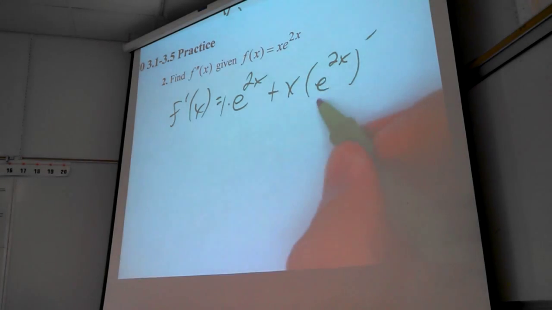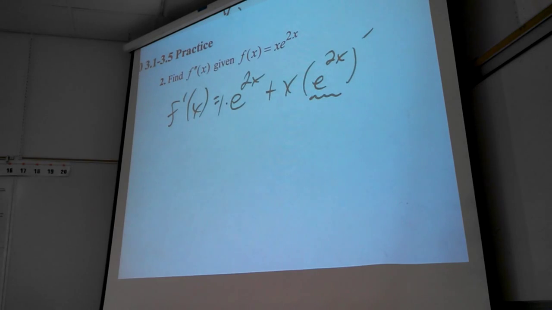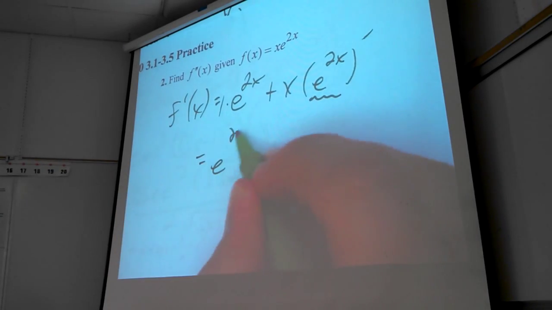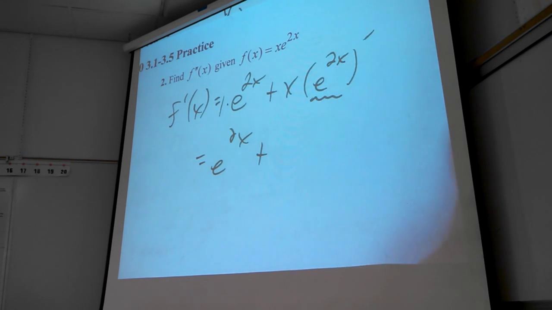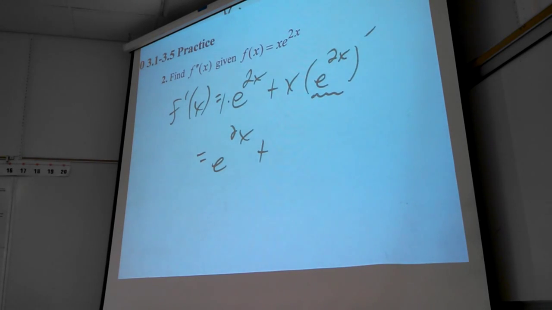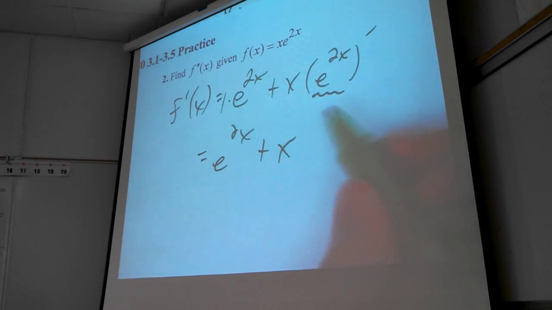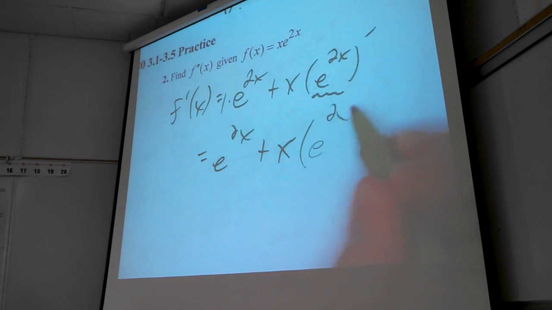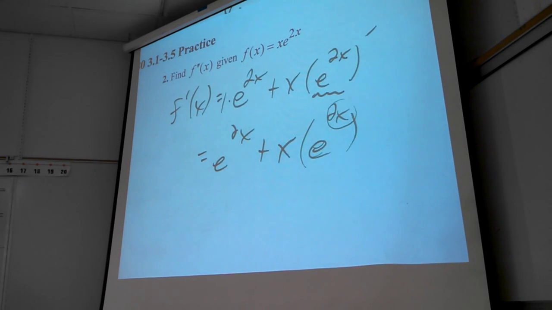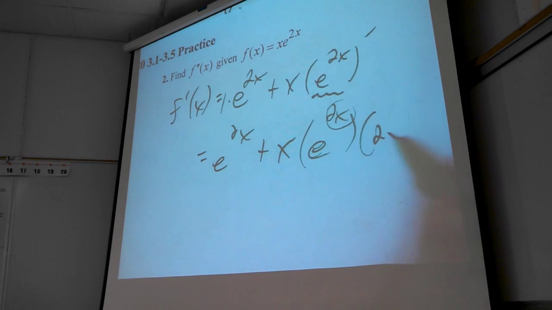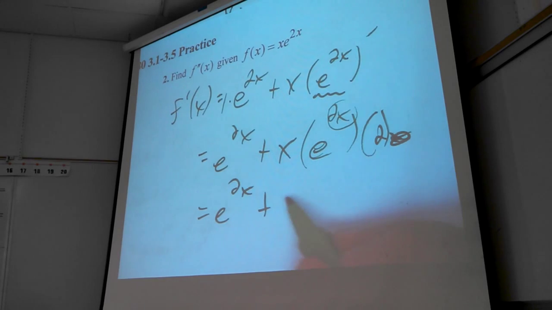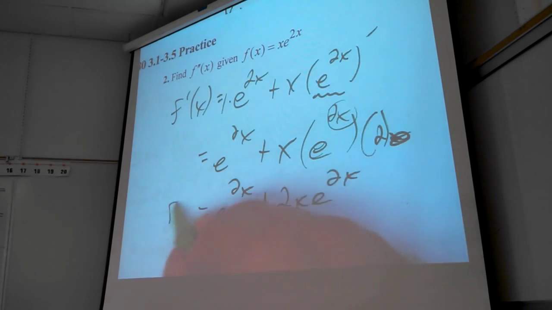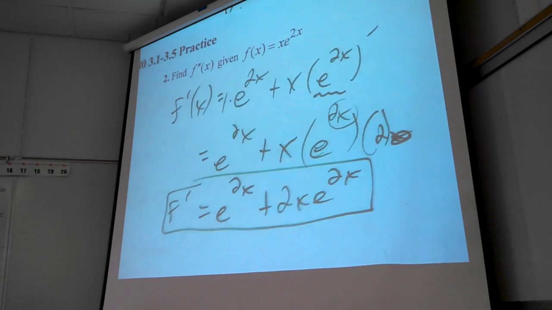And then what does this involve here? Chain rule, okay, yes. So then you get e to the 2x plus 2x squared e to the 2x. We get a lot of different answers. So let's see. Here's x. The derivative of e to the anything is itself times the derivative of the inside. What's the derivative of 2x? 2. That's better. So then we get e to the 2x plus 2x e to the 2x. That's f prime.